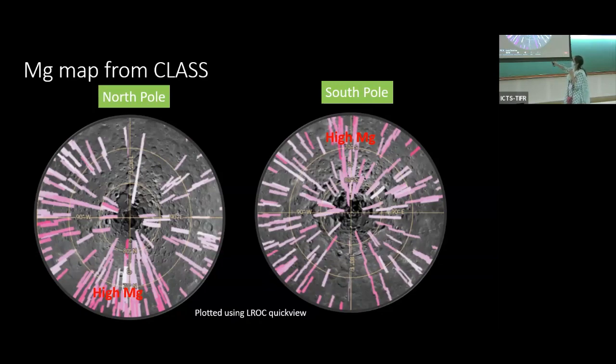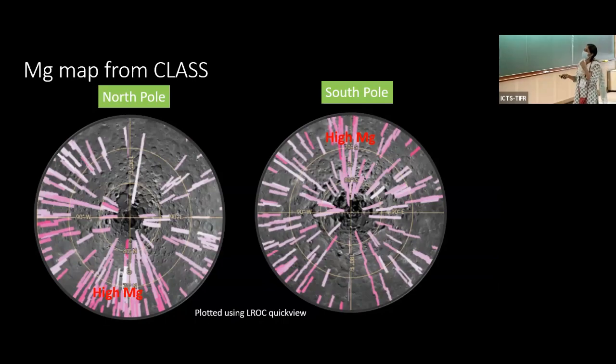So this is, for example, the magnesium map from CLASS. And you can see that in the North Pole, where there is coverage, you see this magnesium higher towards the 70-degree, and even in some of these 80-degree areas. So we don't really get signal very close to the poles. This is the South Pole. And here again, this is the far side. So you see that higher magnesium here. You see some of these higher magnesium here.